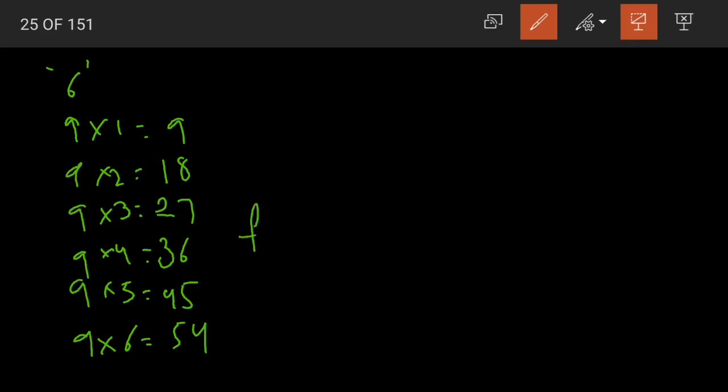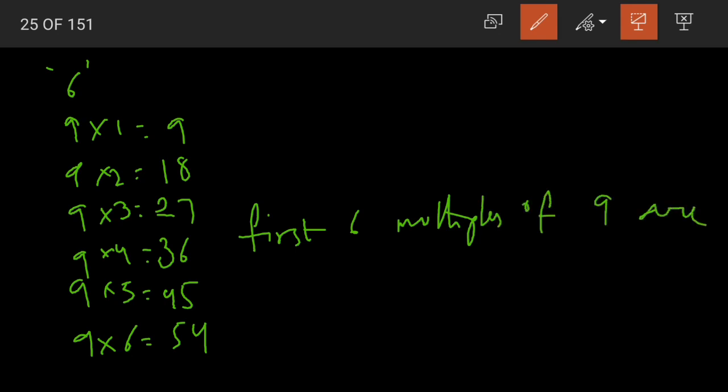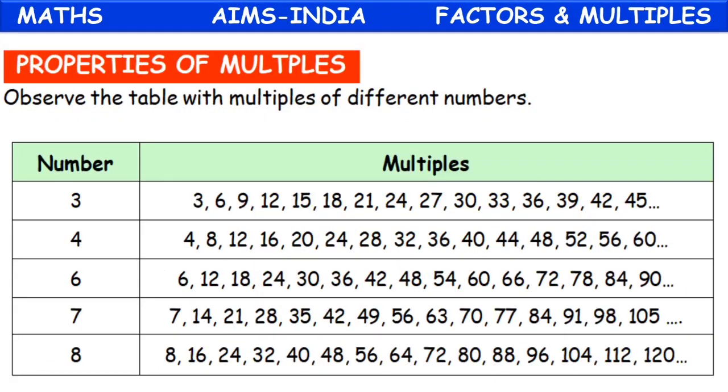Yes. So now the first 6 multiples of 9 are, what are they? Are they 1, 2, 3, 4, 5 and 6? No, they are the products. 9, 18, 27, 36, 45 and 54. The first 6 multiples of 9 are 9, 18, 27, 36, 45 and 54.